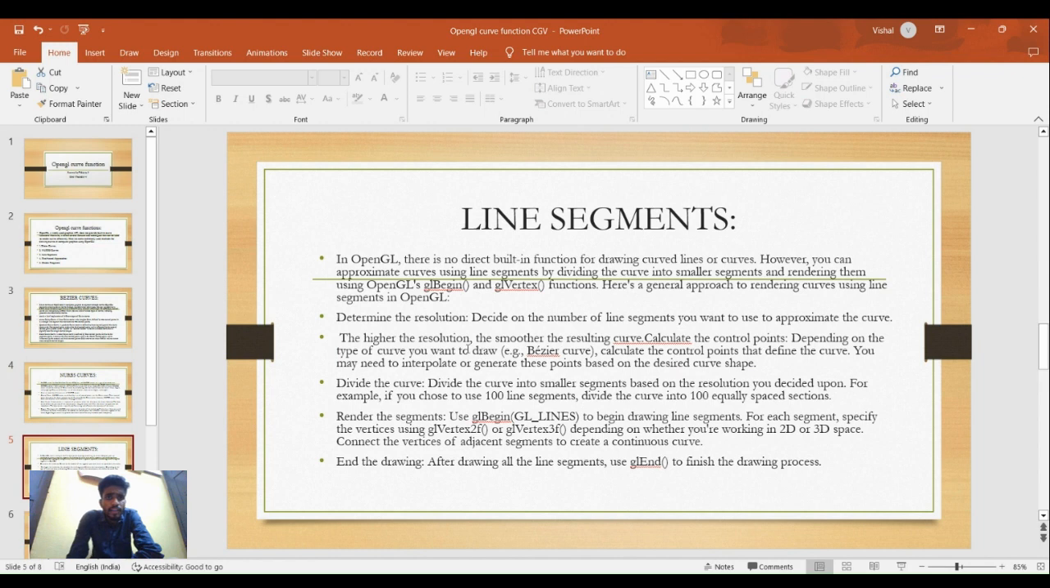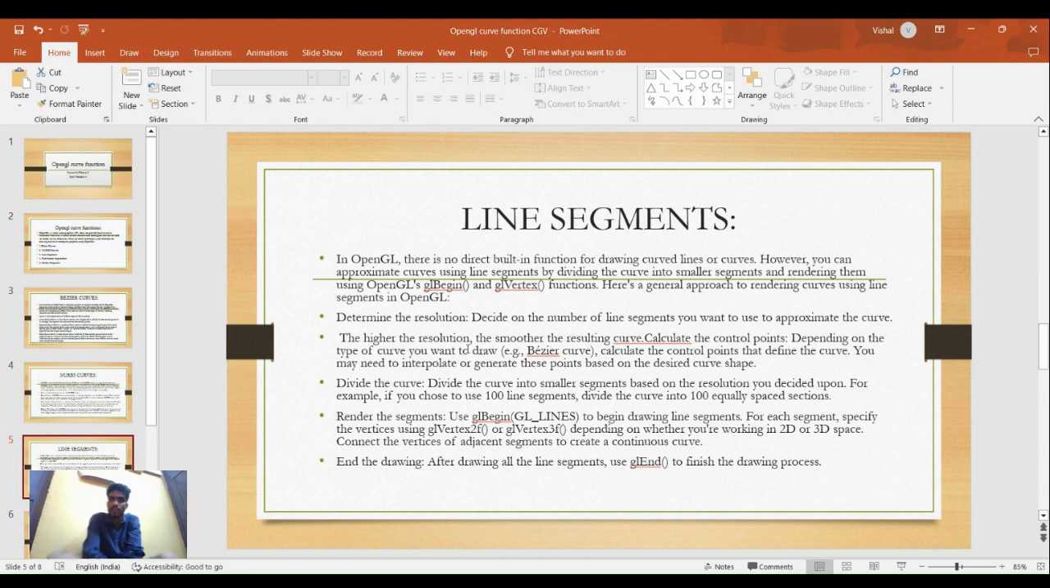Line segments. In OpenGL, there is no direct built-in function for drawing curved lines or curves. However, you can approximate curves using line segments by dividing the curve into smaller segments and rendering them using OpenGL's glBegin and glVertex functions. Here is a general approach to rendering curves using line segments in OpenGL. Determine the resolution. Decide on the number of line segments you want to use to approximate the curve. The higher the resolution, the smoother the resulting curve.